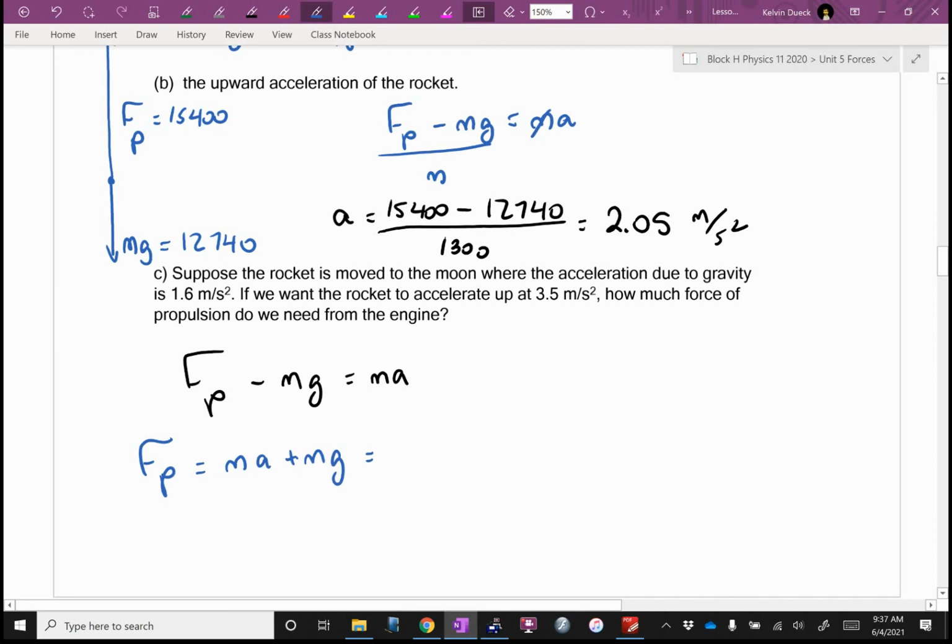Mr. Dewick, we're on the moon. Doesn't the mass change on the moon? The mass does not change. So 1,300 times, Lyle, what's the acceleration? Plus 1,300 times 9.8? We're on the moon, 1.6.